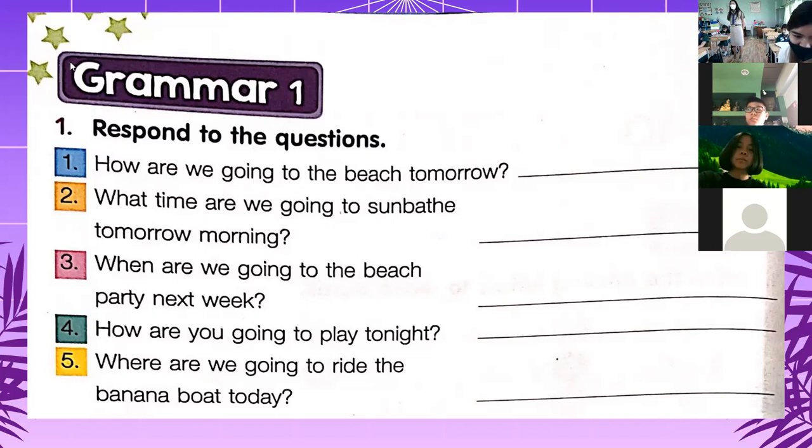So how, okay? And then for number five, where are we going to ride the banana boat today? Where? So where is a place? Where are you going to ride the banana boat today? When you say where, it is a place. So by the beach, of course, it is in Pattaya, Phuket, or any place, okay?